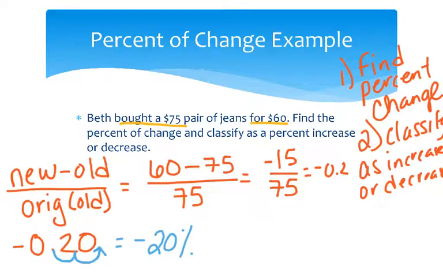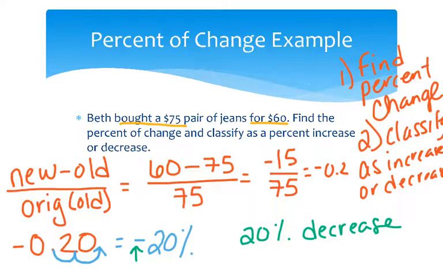Now, have you ever seen negative 20%? I don't think so. So that means now, since it has this negative value, do you think it's going to be an increase or a decrease? If you said decrease, you are 100% correct. So this, and we're going to drop the negative now because we're just going to write this as a 20% decrease.